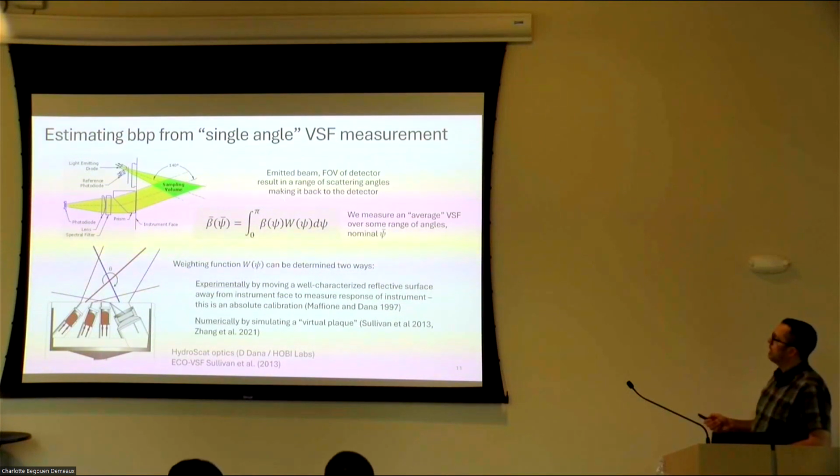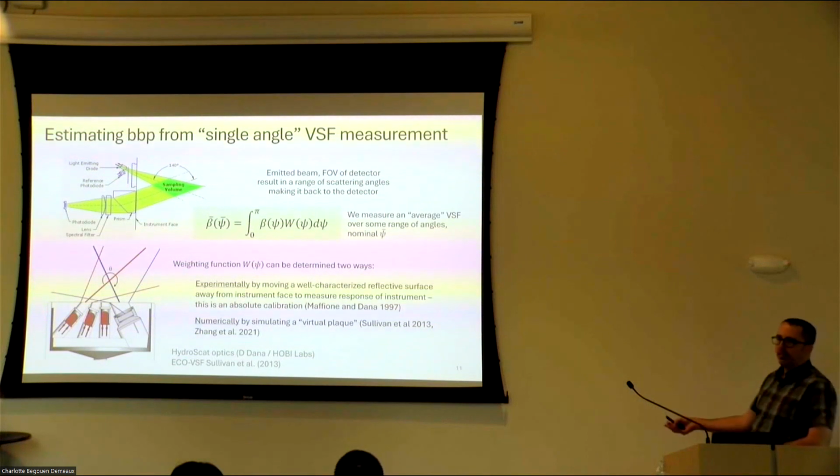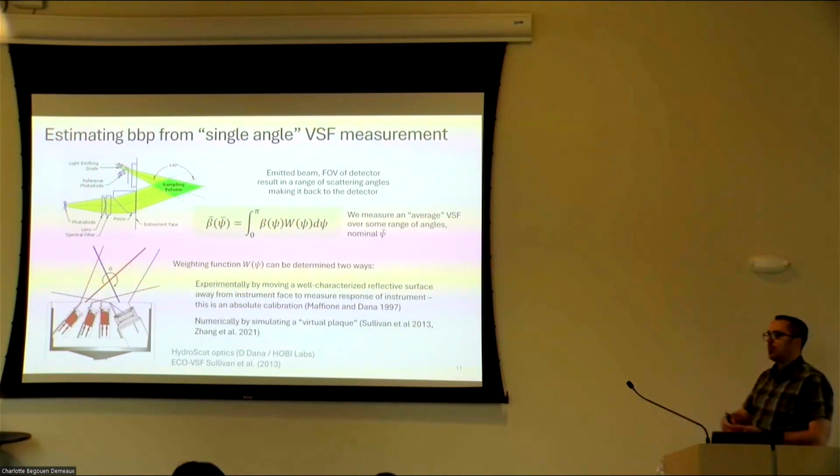So there are two ways we can determine this weighting function, because we need that in order to do measurements and further data processing with these instruments. We could do it experimentally by taking a known reflector and actually moving that reflector as a function of distance away from the face and measuring the response from that reflector. That lets us map the sample volume with the actual light that's going out and the light that's coming back in. So it's a sort of absolute calibration of the system.